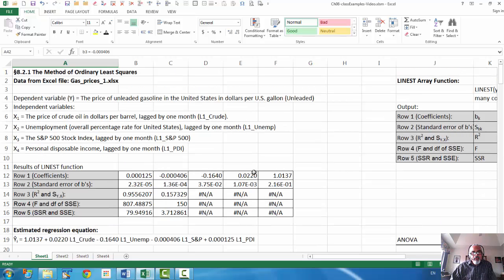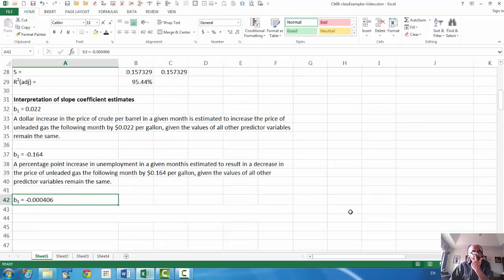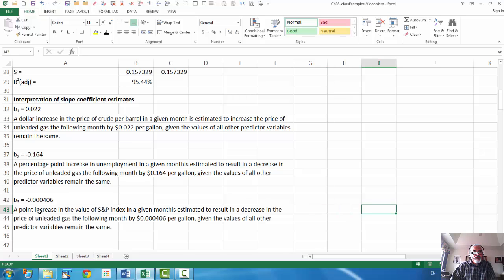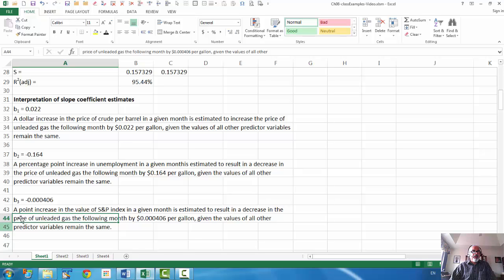Okay, next, we did this. Now S&P, again this is a minus value, so that means if S&P goes up by 1 point, the price of gasoline will go down in the following month by that amount, given all other predictor variables remaining the same. So here is the value of the slope coefficient and the interpretation. So a 1 point increase in the S&P index in a given month is estimated to result in the decrease of the price of gasoline in the following month.